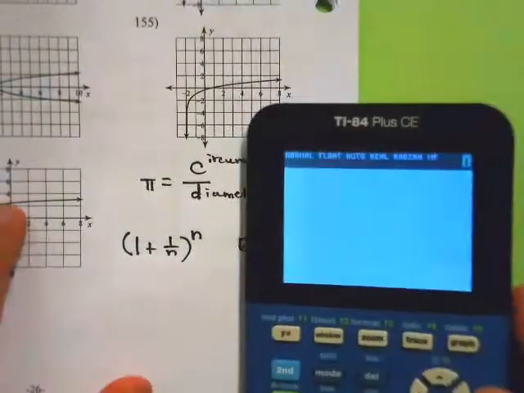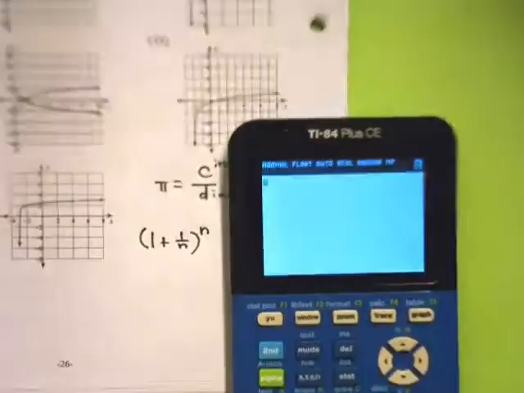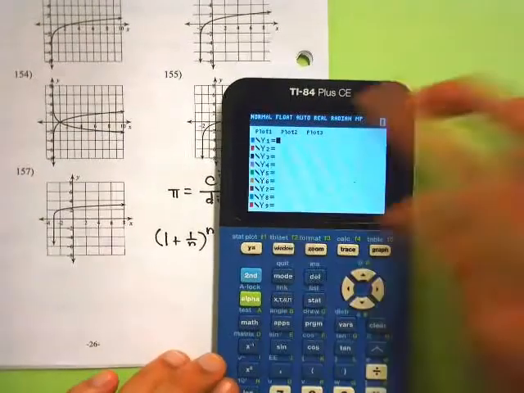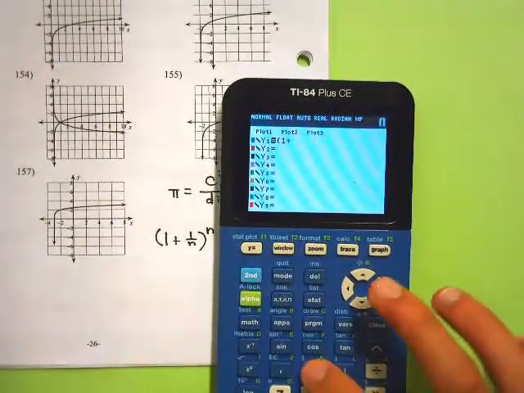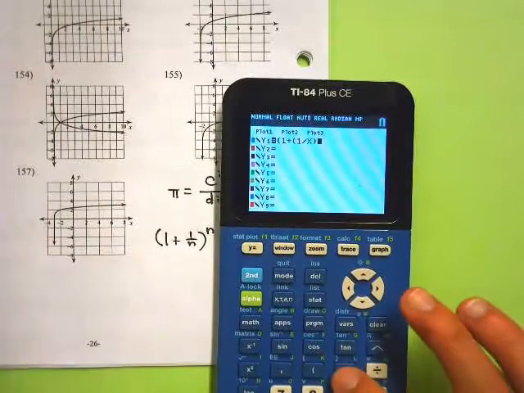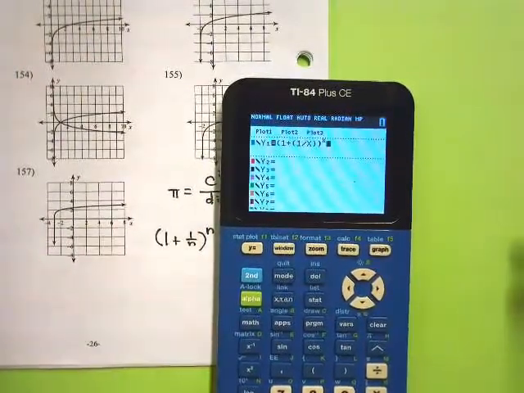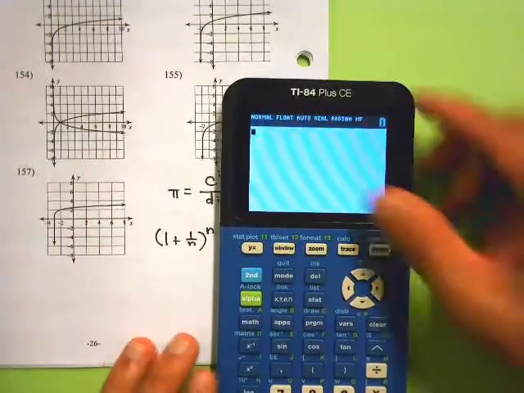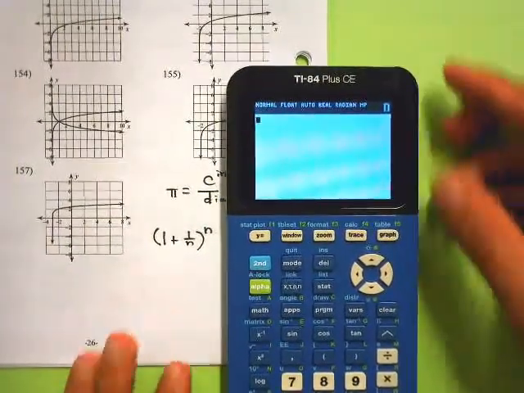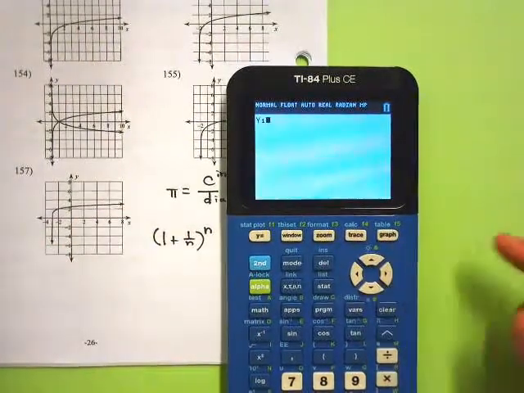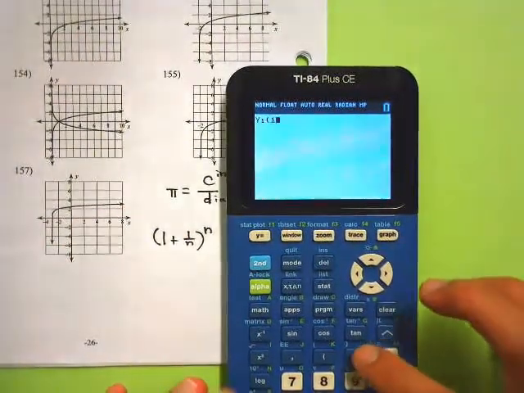Okay. What I'm going to do is put this in the y1 equals, and we're just going to keep plugging in numbers. So it'll be 1 plus 1 over x, to the x power. Okay. So I'm going to quit that, and let's just see what happens when we keep plugging in larger and larger numbers. So let's type in 10.